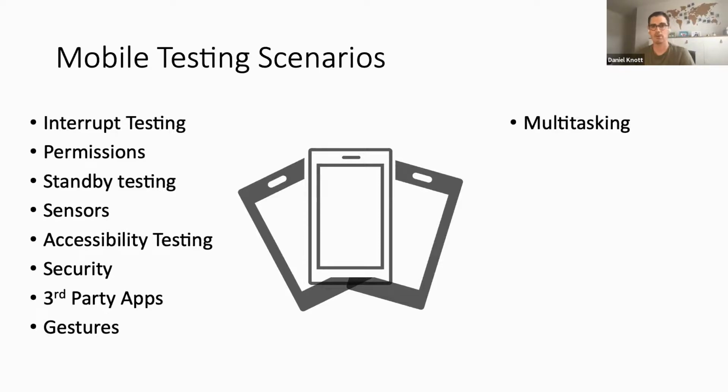Multitasking: put the app into the background, bring it to the foreground again, and see how the app is handling this scenario. Is the app updating the data, refreshing the UI and things like that? It's not crashing, it's not getting slow or anything like that.